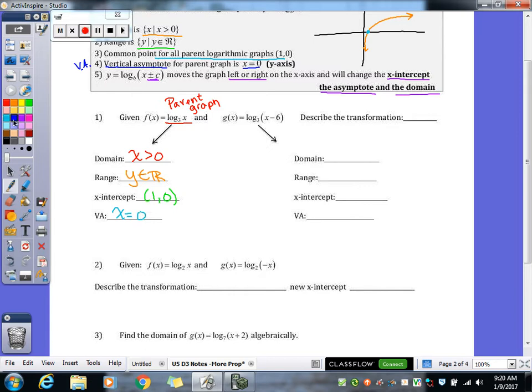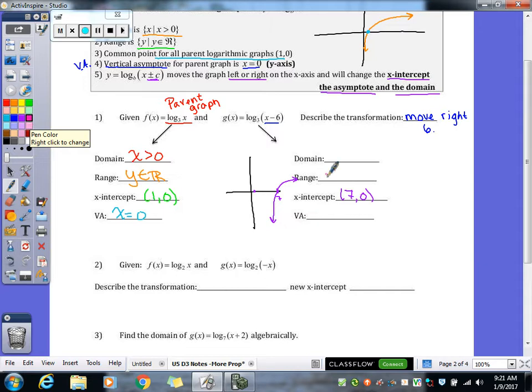However, if I subtract 6, this is just like the transformation rules that we talked about in Unit 3, our functions unit. Subtracting 6 makes it move right 6. It's always the opposite of what you think when you add or subtract from x. Adding makes it move to the left. Subtracting makes it move to the right. So our graph would normally hit this common point 1, 0, but now it is 6 over, so it's going to hit at 7, 0. So our x-intercept would now be at 7, 0.